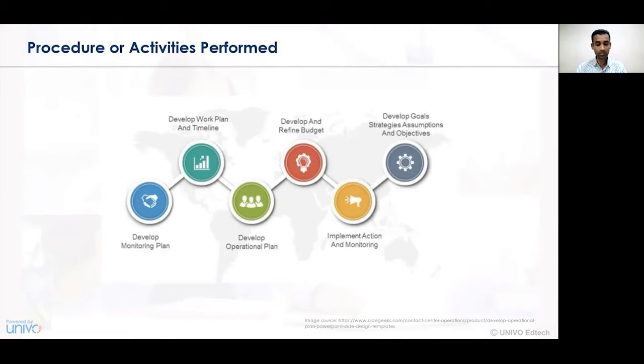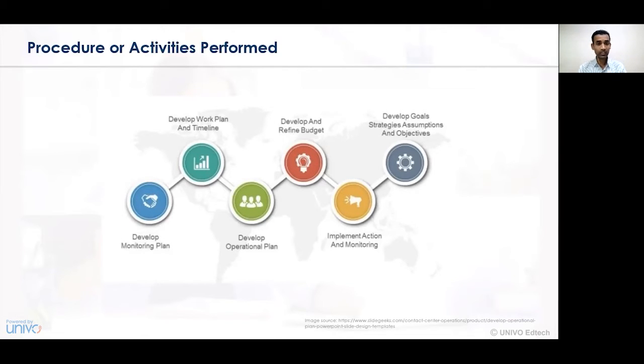The next step in the procedure or activities that you need to undertake is implementing the action and monitoring. So here, in the fifth step, you need to actually implement the operational plan that you have developed. Execution takes place at the fifth point, and whenever the execution is being undertaken, simultaneously you need to monitor how those activities are being performed and whether they are performing as per the plan that you developed in step number 2. In step number 2, you clearly identified the work plan, which activity will be undertaken at what time.